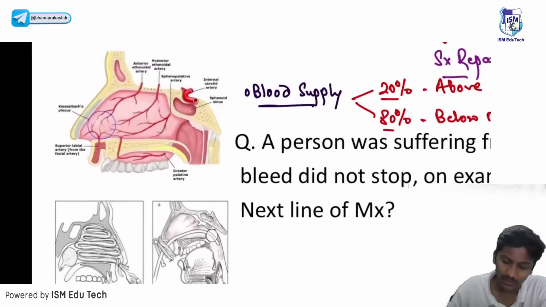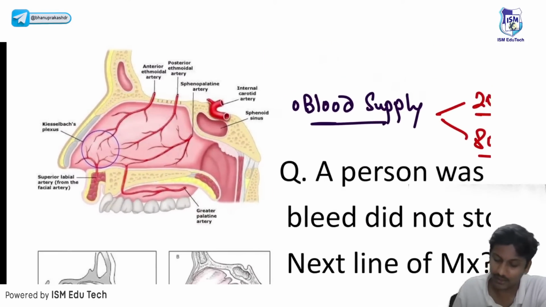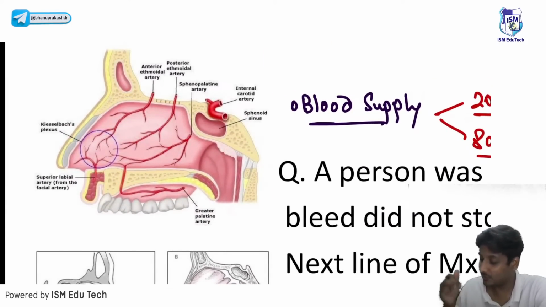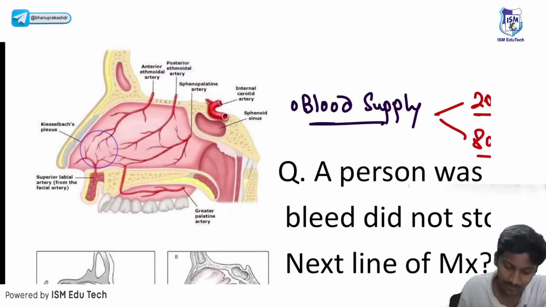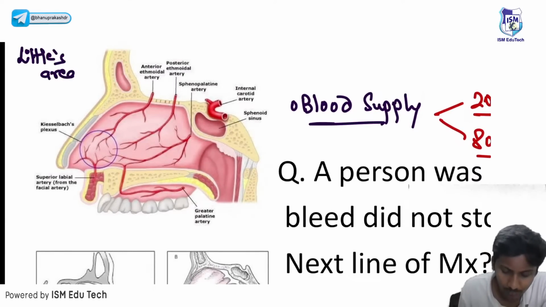Now these arteries usually form a network or a plexus in the anteroinferior part of the nasal septum. This area where these arteries form a plexus in the anteroinferior part of the nasal septum is called Little's area, and therefore Little's area is the most common site.